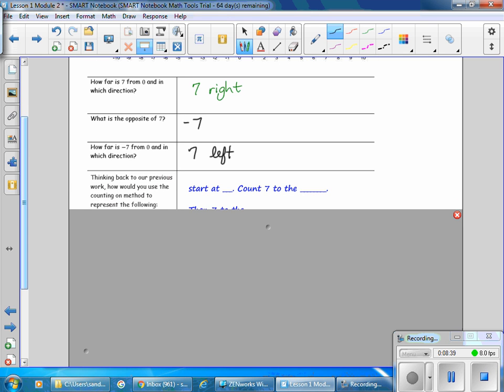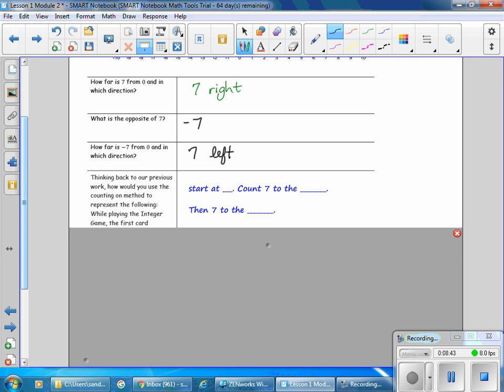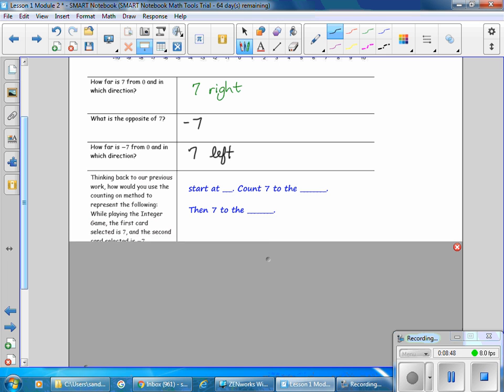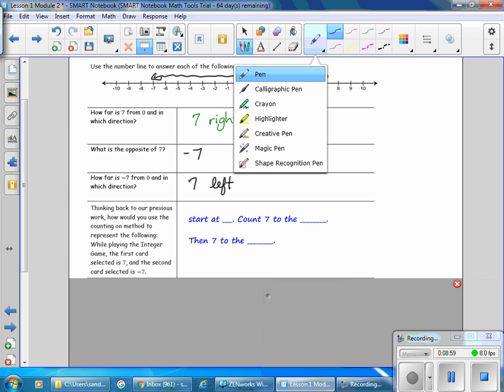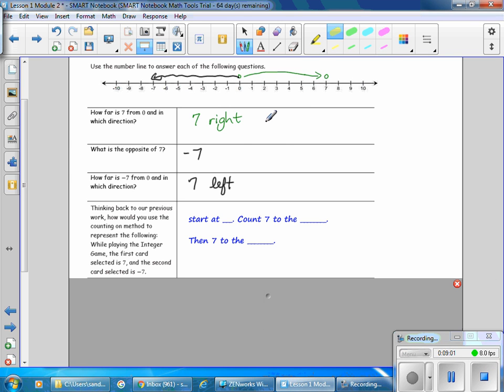Think back to our previous work. How could you use the counting on method to represent the following? While playing the integer game, the first card selected is 7. The second card selected is negative 7. The question is asking, how can you use the counting on method to represent the following? 7 and negative 7. So we're going to erase what we have here, and we'll represent that.